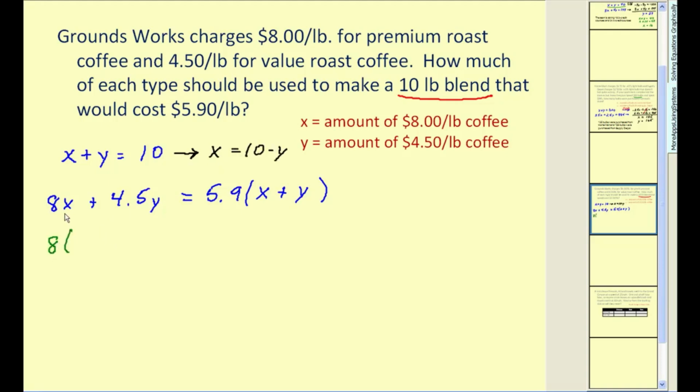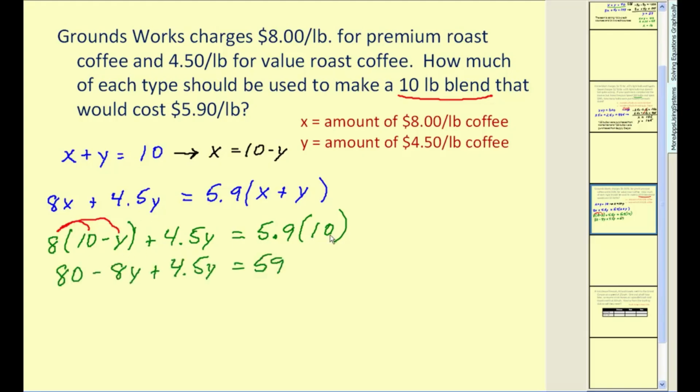We would have 8 times x, which is 10 minus y, plus 4.5y must equal 5.9 times x plus y. But we can save some time if we recognize that x plus y does equal 10, so we'll replace this with 10. We have one equation with one unknown, so we now just have to solve this equation and we'll have y. So let's go ahead and clear the parentheses and solve. So here I distributed and here I multiplied by 10. Let's combine our like terms.